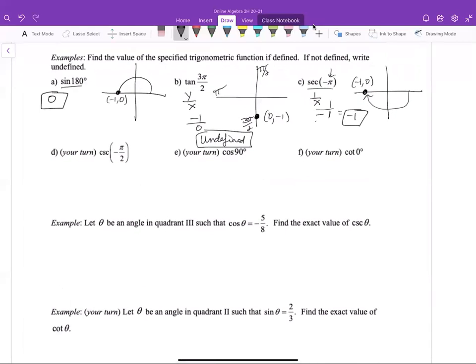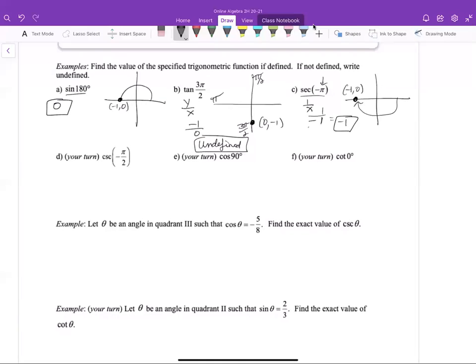Welcome back. So let's figure these out. I have cosecant of -pi over 2. Here's -pi over 2. This has a point of 0, -1. Cosecant is related to sine. Sine is my y, and cosecant is 1 over y. And y in this case is -1.